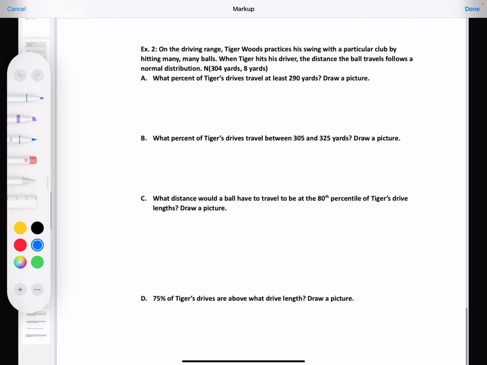And it says to draw a picture. We aren't going to draw a picture for that one, but, well, we could, technically. We'll just do it over here to the side. So we have 304 in the middle, standard deviation of 8. So somewhere over in this general area. At least implies that it's anything beyond that we're looking for.